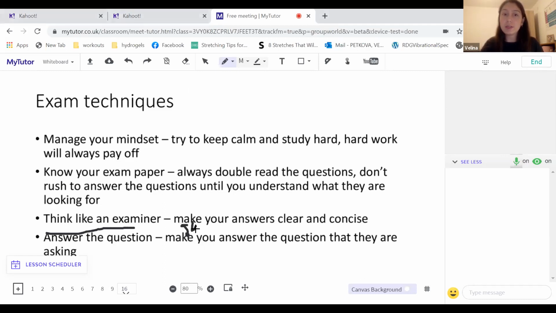Answering questions, make sure you answer the question that they are asking. Don't go answering something that they're not looking for because you're unsure, because they want you to answer this exact question. But like someone said, aim for a minute per mark. So if it's a 6-mark question, aim for 6 minutes.